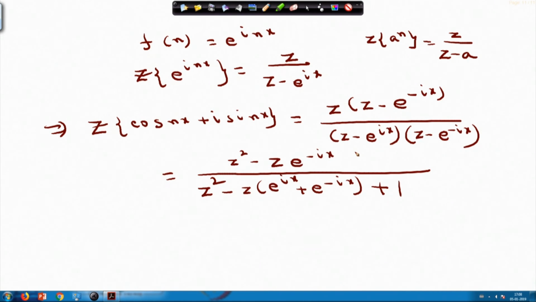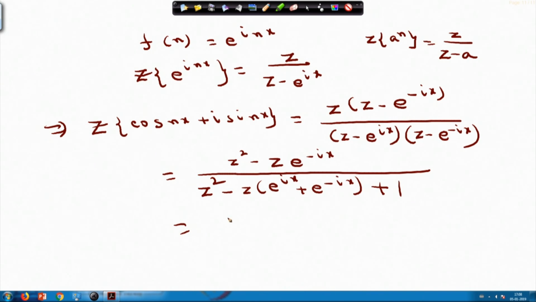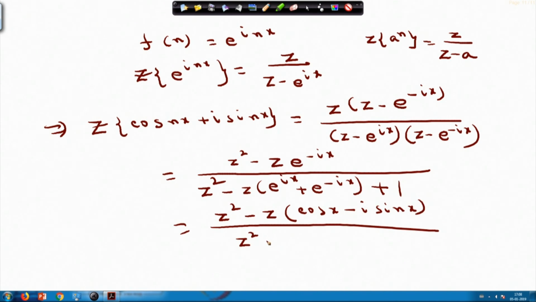If I multiply and use simplification, I will obtain z square minus z into this quantity. So this equals again z square minus z into e power minus i x. I can represent it in the form of cos and sin. So this I can write down cos x minus i sin x divided by z square minus z into e power i x plus e power minus i x. This is nothing but twice cos x. So this I can write down twice z cos x plus 1.